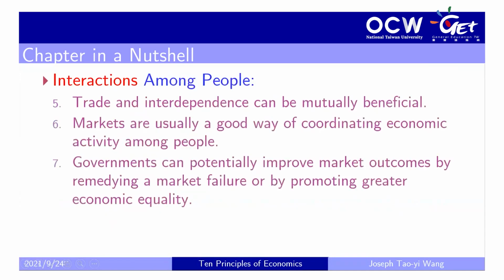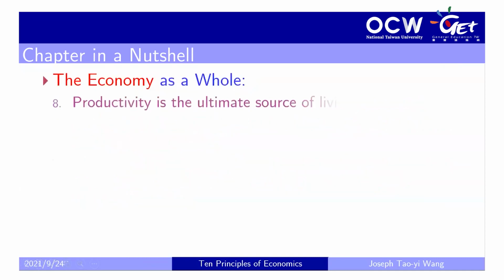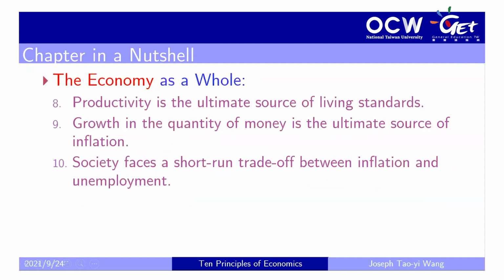Trade can make everybody better off. Markets are usually a good way to coordinate economic activity. And the government has the potential to improve the market outcome by solving market failure or promoting equality. Then the last 3 principles are about the economy as a whole. We talked about productivity. That's really the ultimate source of increasing living standards.